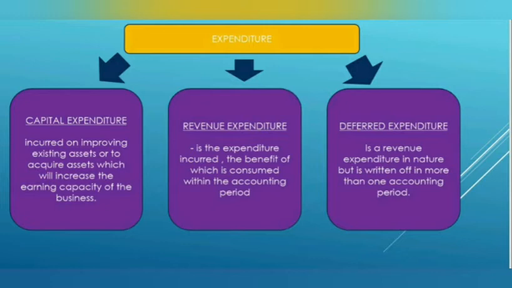Like for example, if you have a large advertisement expenditure, that expenditure will benefit for more than one accounting period. Okay, it will benefit you in the current accounting period and also in the coming accounting periods. So the amount is huge, so that is written off in more than one accounting period. It could be written off in 2 accounting periods or 3, but it takes more than one accounting period. Okay, so this is your deferred revenue expenditure.